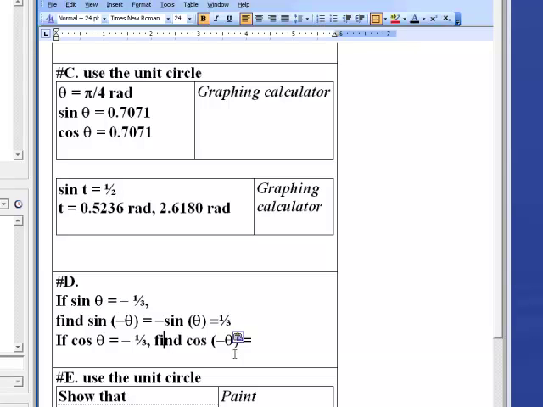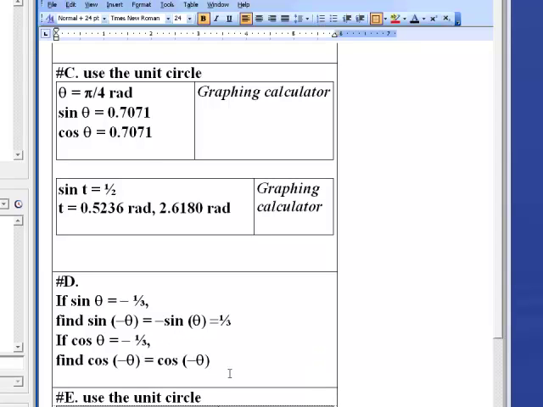Cosine is an even function. So cosine of negative theta is the same as positive cosine of theta, where we know what that is, negative 1/3. So there it is.